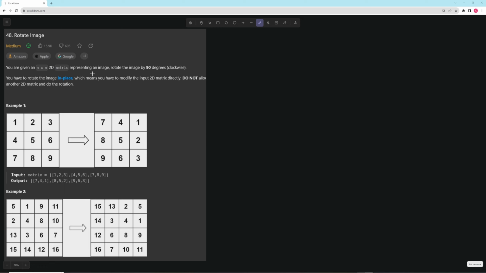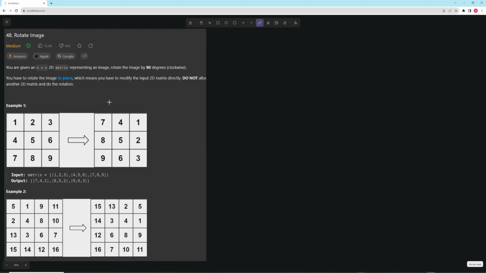We're going to be continuing on with the TypeScript LeetCode 75, and we're going to be working on Rotate Image next. In this problem, you're given an n by n matrix representing an image, and you want to rotate it by 90 degrees clockwise. You can see this rotated 90 degrees would be this. And we need to figure out how to do that.